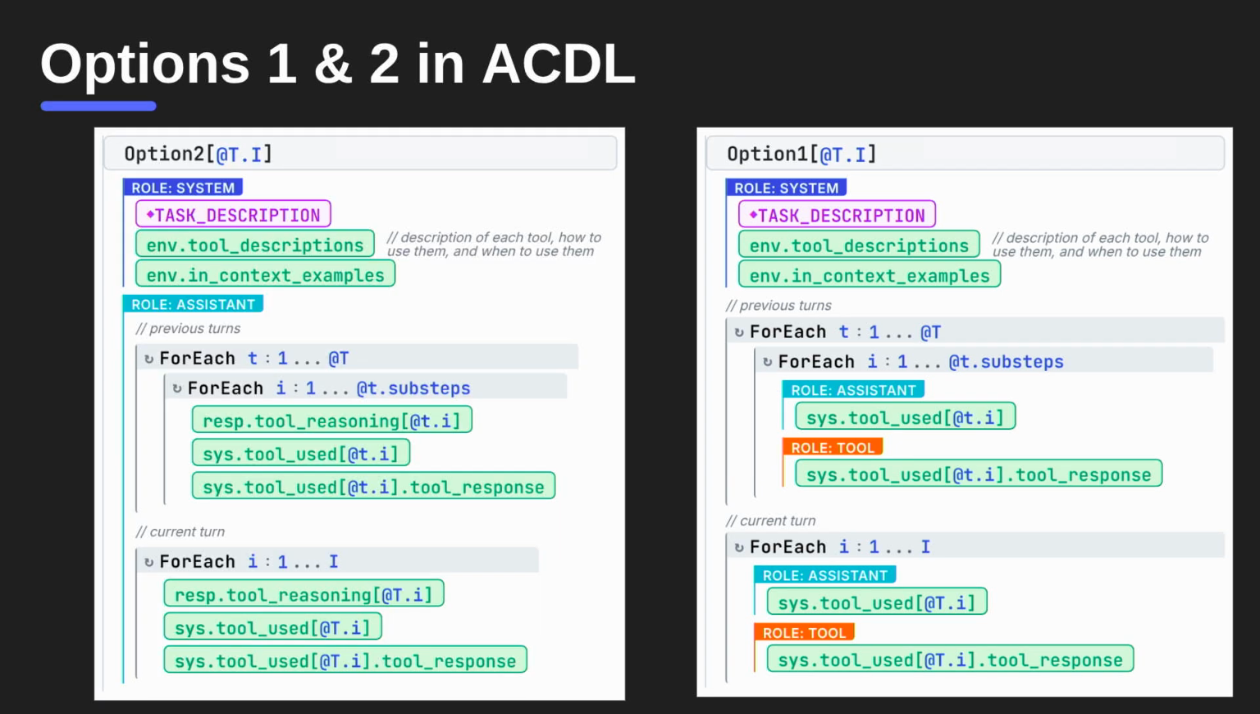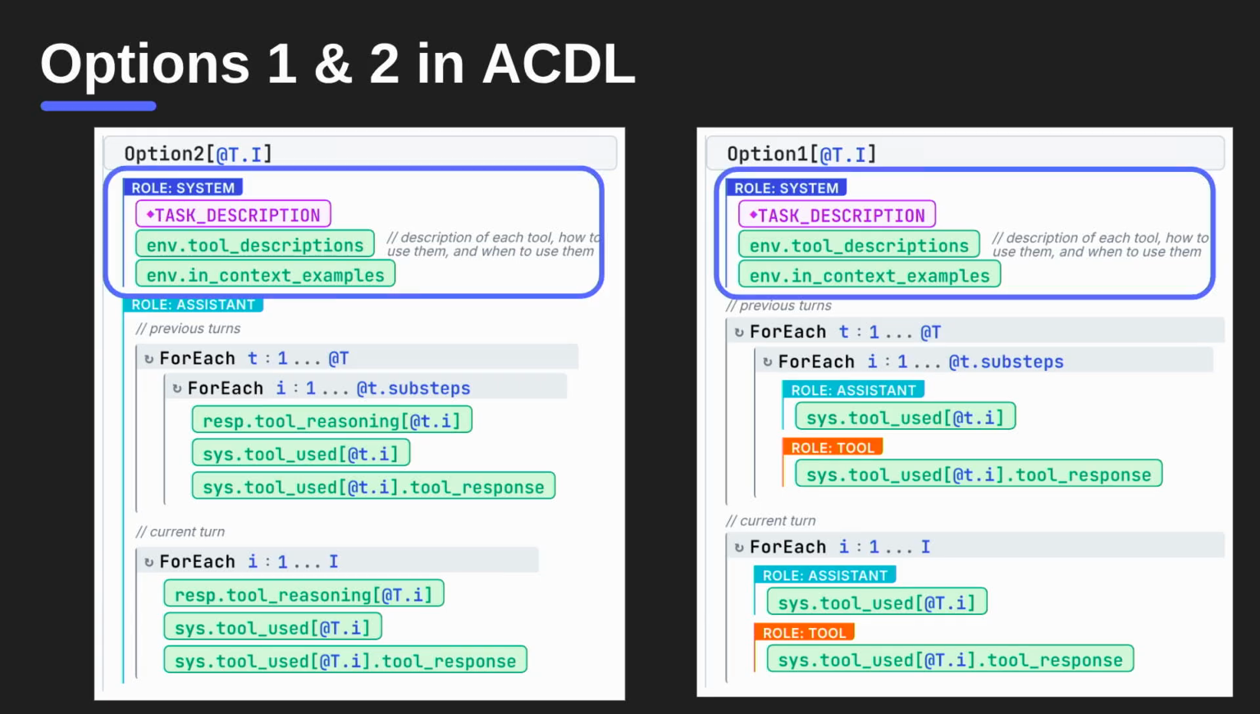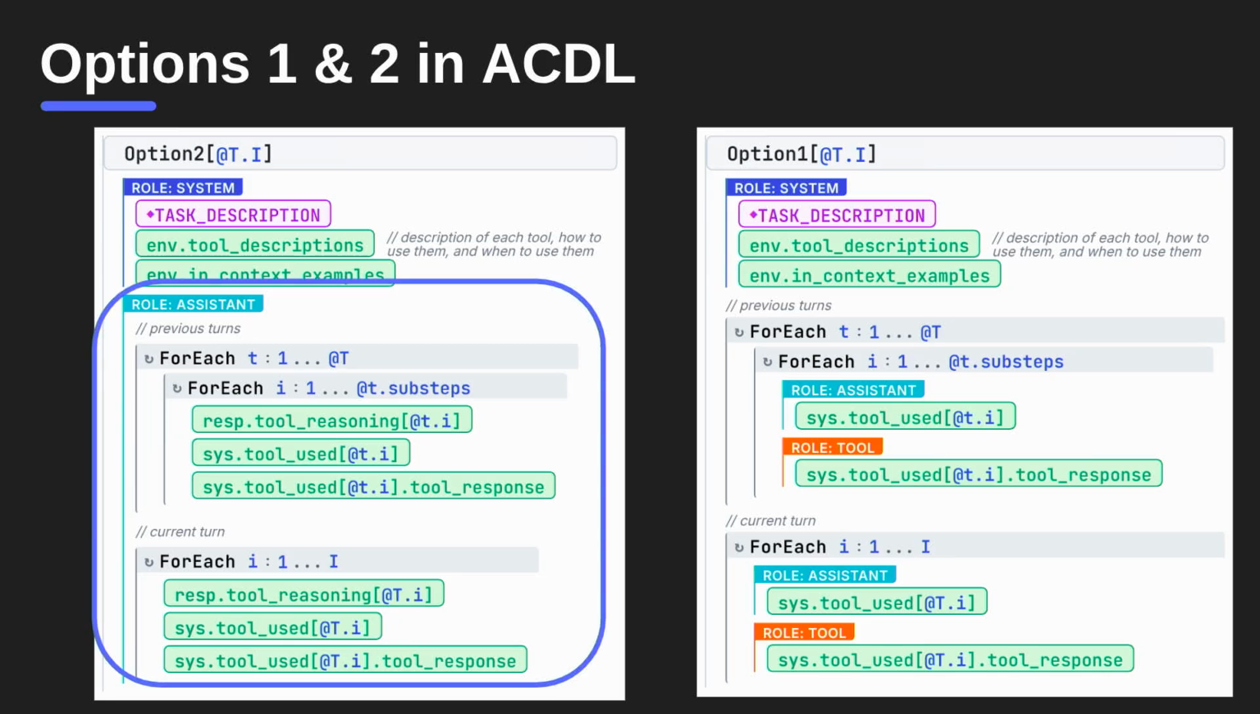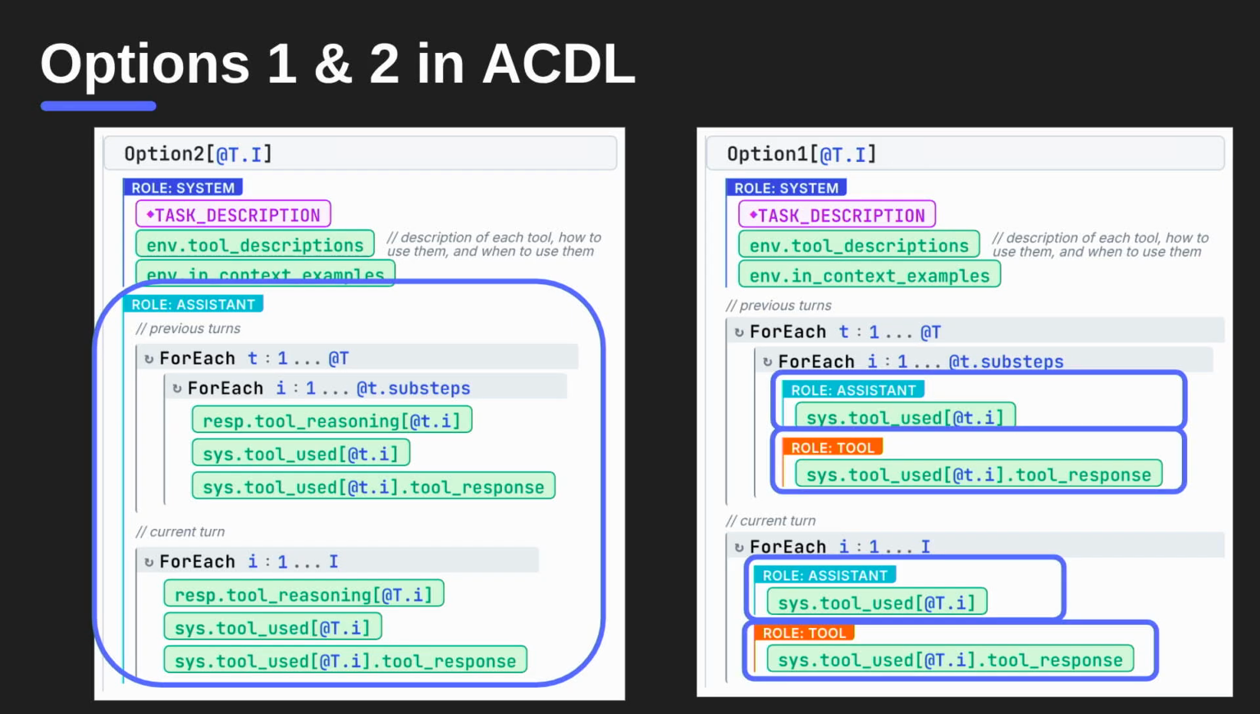If we now look at option 2, we can clearly see the differences and similarities between implementations of similar agents. So at the top, we still have the same system message with the task description, tools, and some examples. But this time, the reasoning traces are added, and the entire history is sent in one long message with an assistant role. Whereas on the other side, we have each content piece sent in a separate message with a different role.